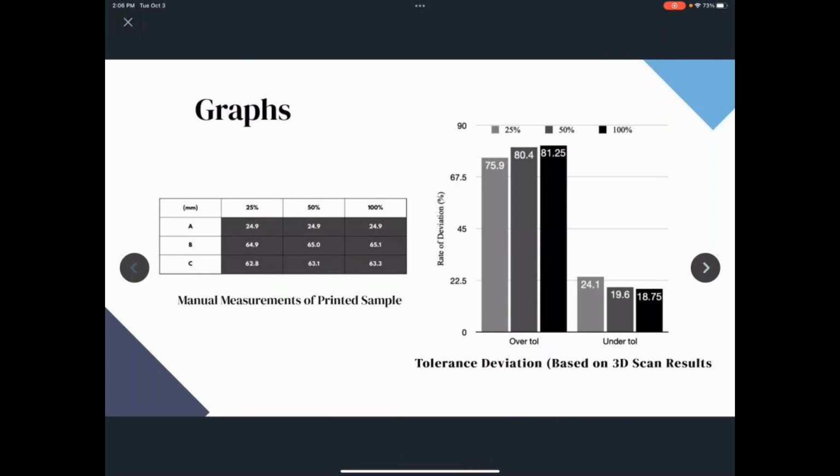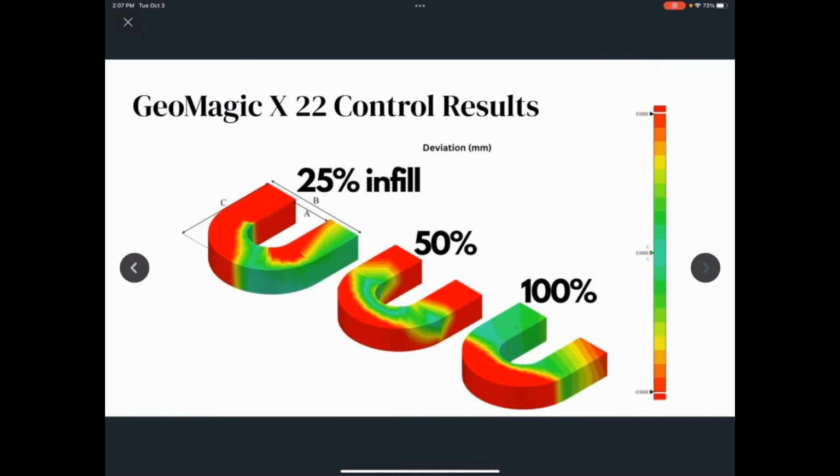As you can see, A and B and C. I'm going to go back to the other side. The A is the measurement between the internal gap, and the B is the measurement between the external gaps, and then the C is from the bottom to the top.